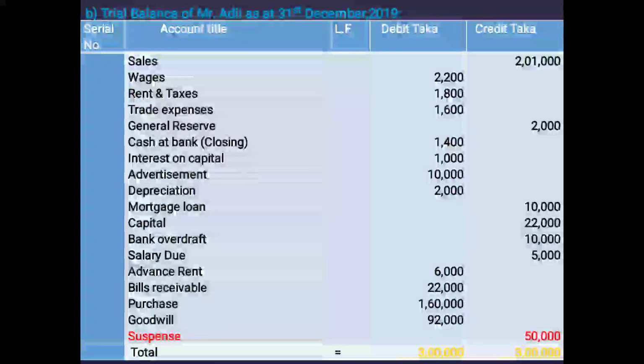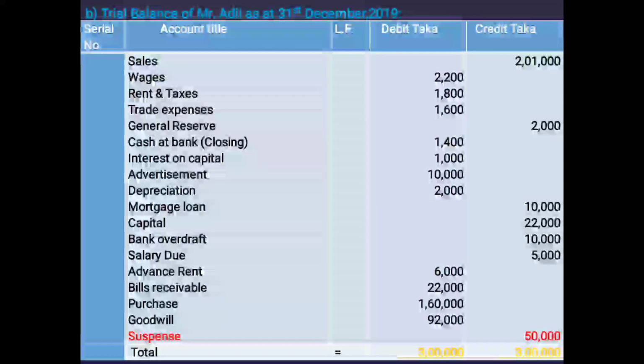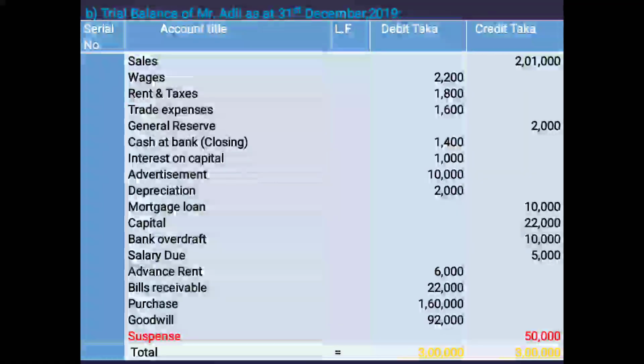Bills receivable is one kind of current assets. We know any kind of receivable amount is shown in a debit balance. The bills receivable is debited in the trial balance for taka 22,000.